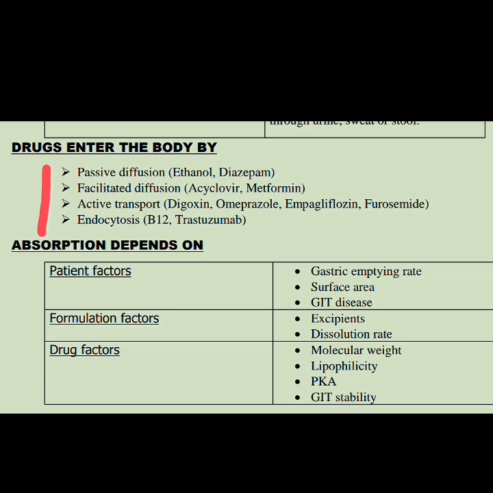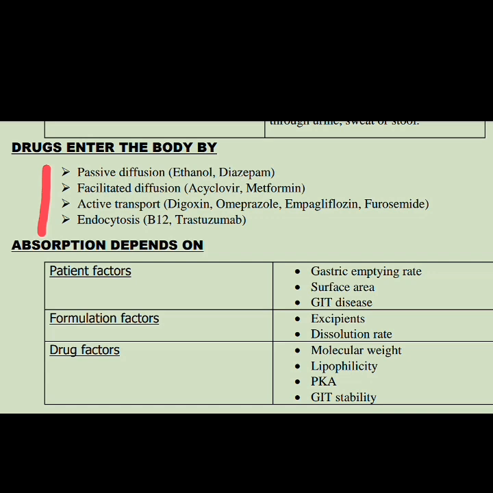So what is passive diffusion? Passive diffusion is exactly what you're thinking right now, assuming you're thinking of simple diffusion. It's the movement of substances from a region of high concentration all the way to a region of low concentration, down a concentration gradient, right? We call that passive diffusion.